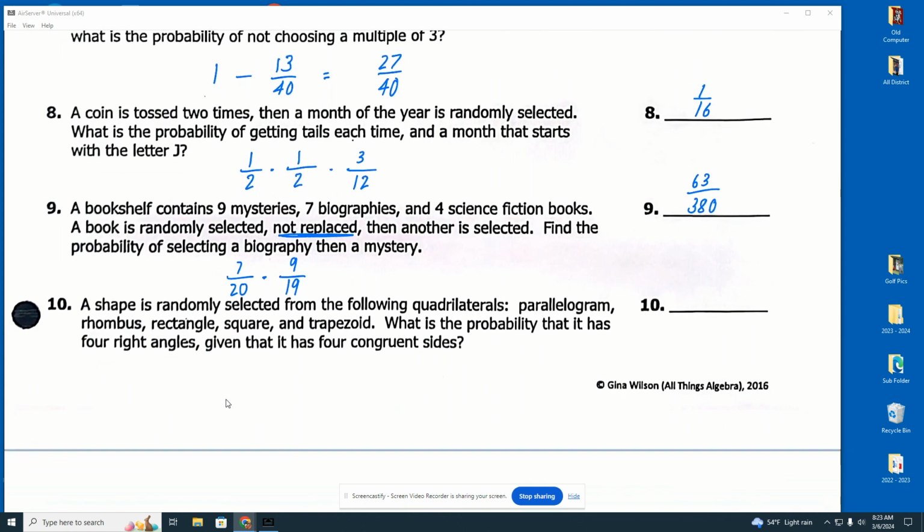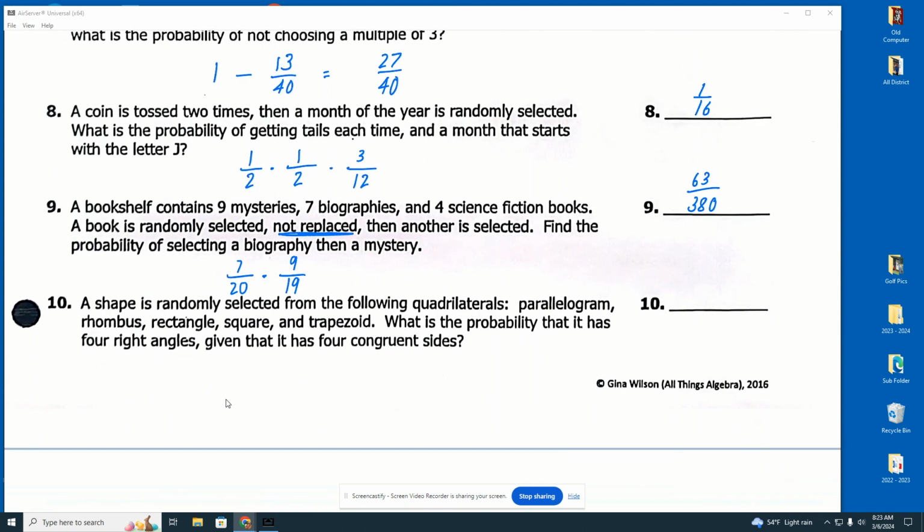Anyways, it says, what's the probability that it has 4 right angles given that it has 4 congruent sides? That's the given that. Remember, what am I zooming in on? What's my first zoom? We have these 5 quadrilaterals. What's my first zoom? 4 congruent sides. Out of those 5 quadrilaterals, which ones by definition have 4 congruent sides?